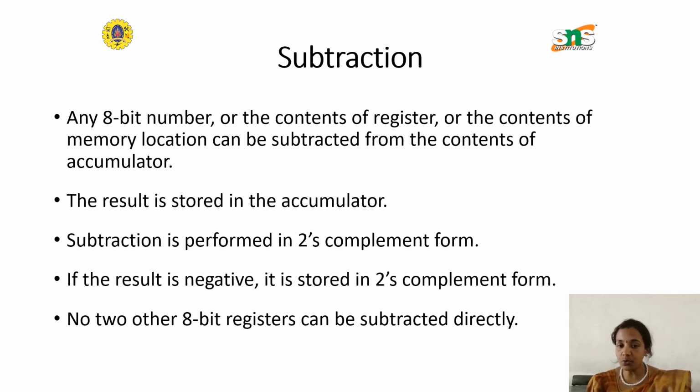Subtraction is performed in 2's complement form. So in the microprocessor kit itself, all the operations happen in terms of digits, zeros and ones. So if the number is negative, then the number will be stored in the 2's complement form. So no two registers, say for example B register and C register, data cannot be subtracted or added directly, but the only possibility is we can do the subtraction process with the accumulator.